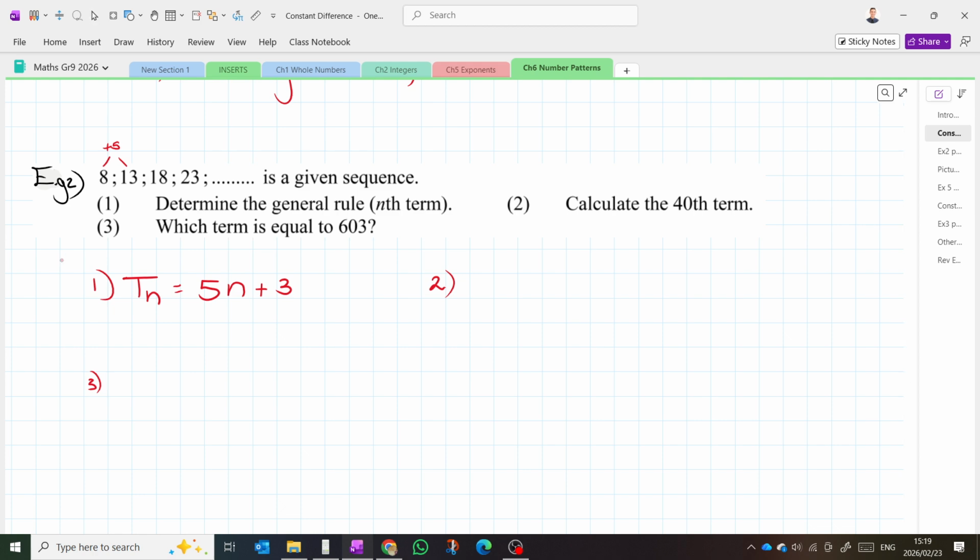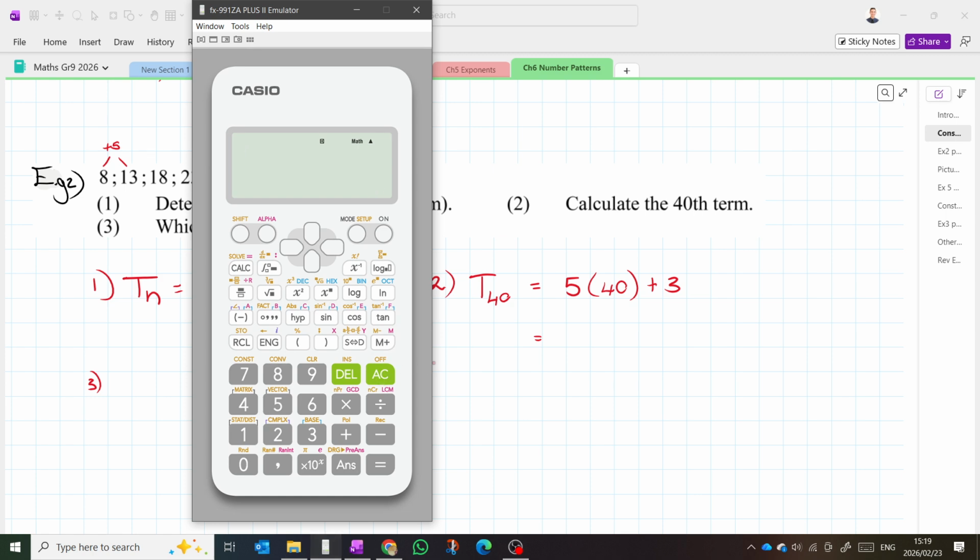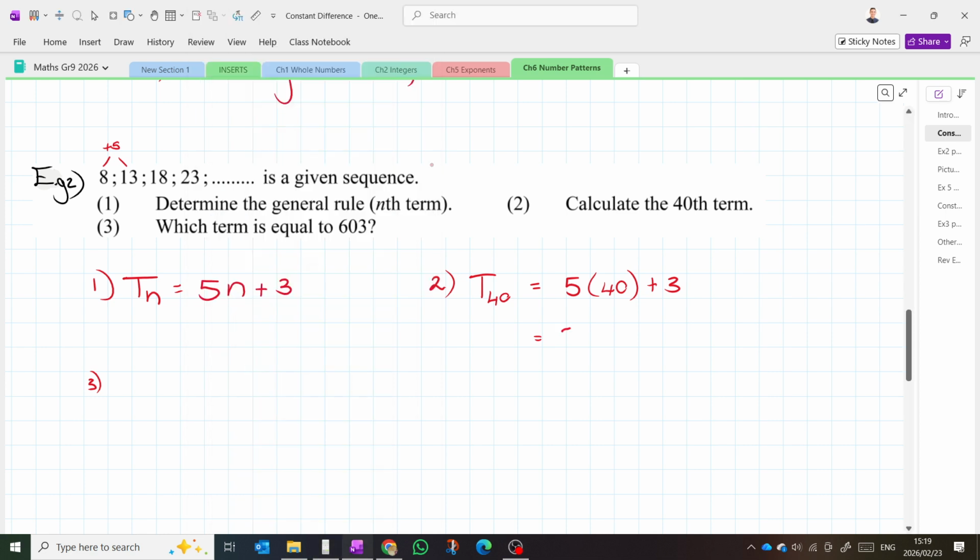So from there we can go on and we can say that the 40th term, which is our next question, is going to be 5 times 40 plus 3. Now, we don't expect you to do that. That should be 203, but let's make sure, there's no need to risk it if you have your calculator. And yes, it is going to be 203.